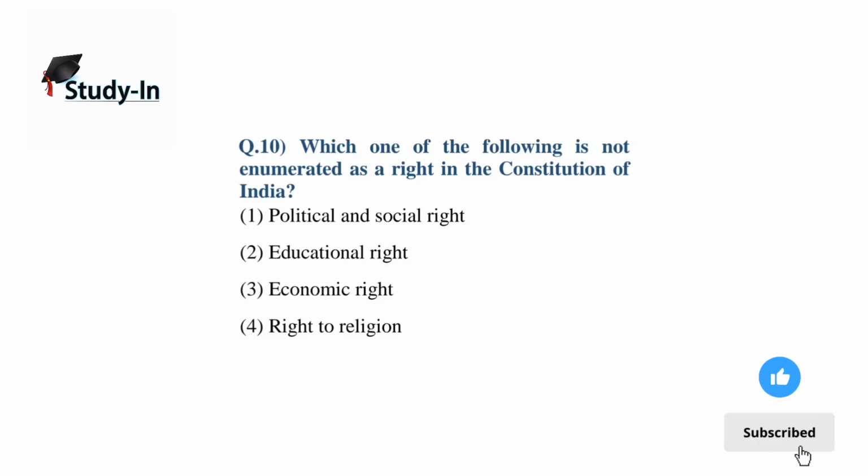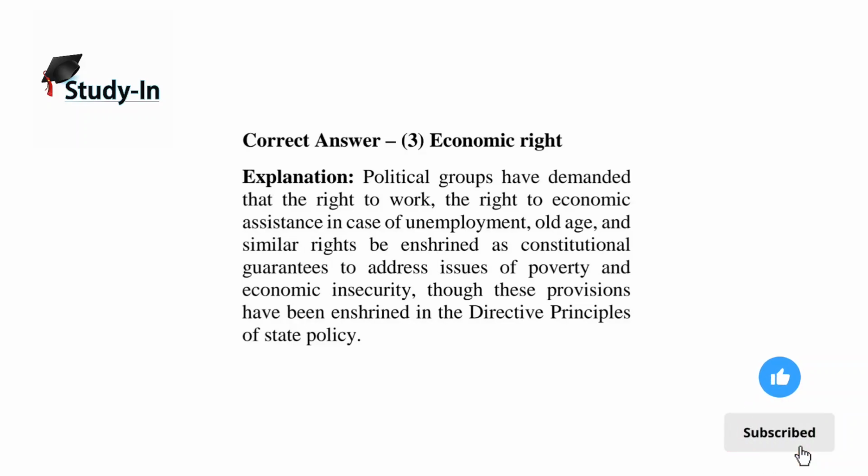Next, which one of the following is not enumerated as a right in the Constitution of India? Options are political and social rights, educational rights, economic right, right to religion. The correct answer is economic right. Political groups have demanded that the right to work, the right to economic assistance in case of unemployment, old age, and similar rights be enshrined as constitutional guarantees to address issues of poverty and economic insecurity, though these provisions have been enshrined in the directive principles of state policy.